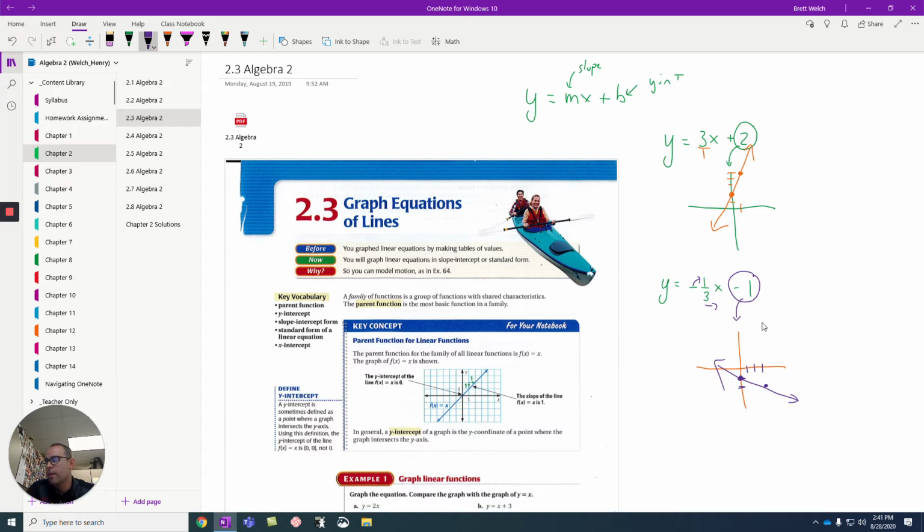Hopefully you do a better job drawing straight lines than I do on the computer. But that's really what we're looking at.